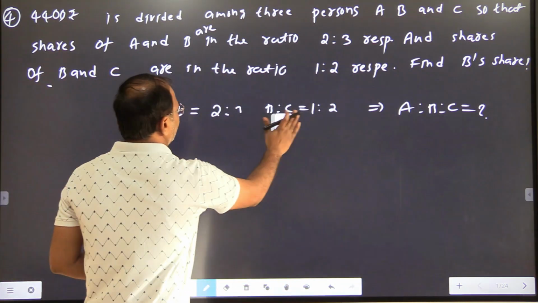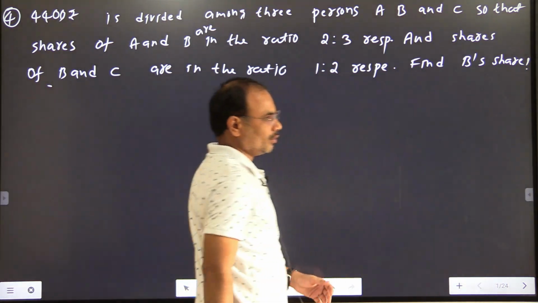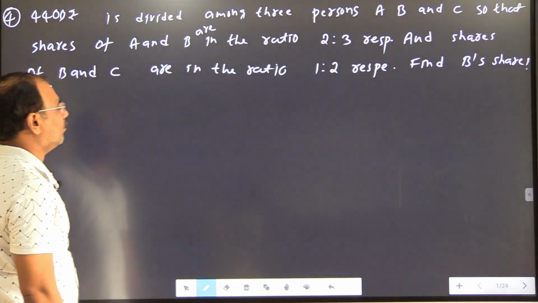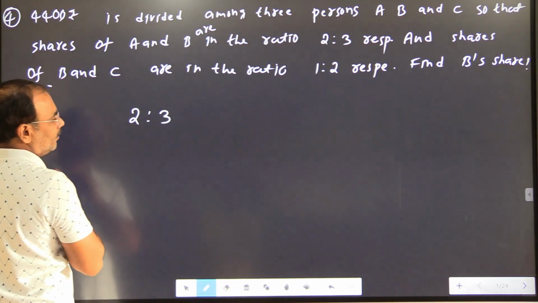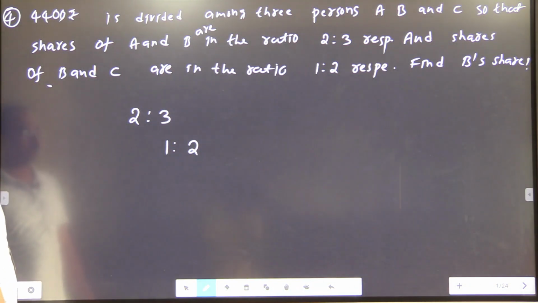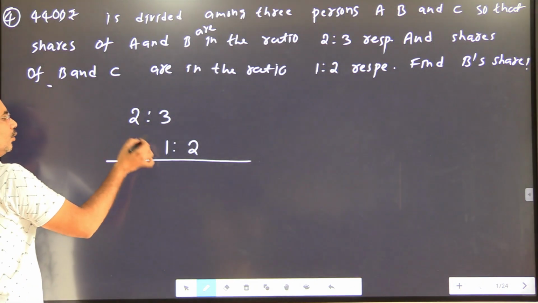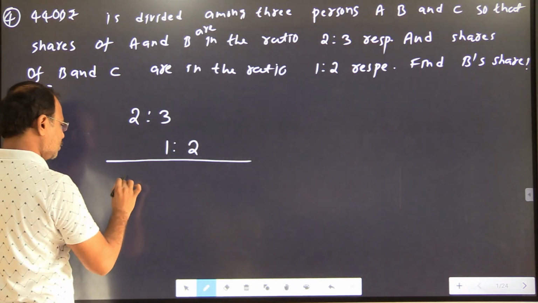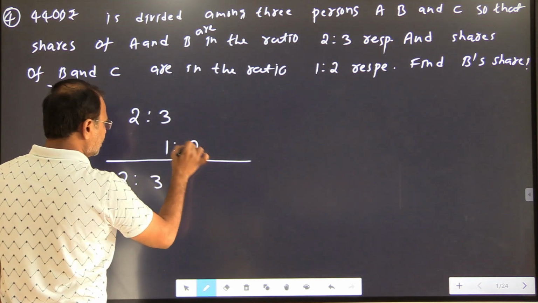So you know very well how to combine the given two ratios by using rule 1, working rule 1. So 2:3 is the ratio between shares of A and B, and 1:2 is the ratio between shares of B and C. Okay, combining these two: 2 into 1 is 2, and 3 into 1 is 3, 3 into 2 is 6.